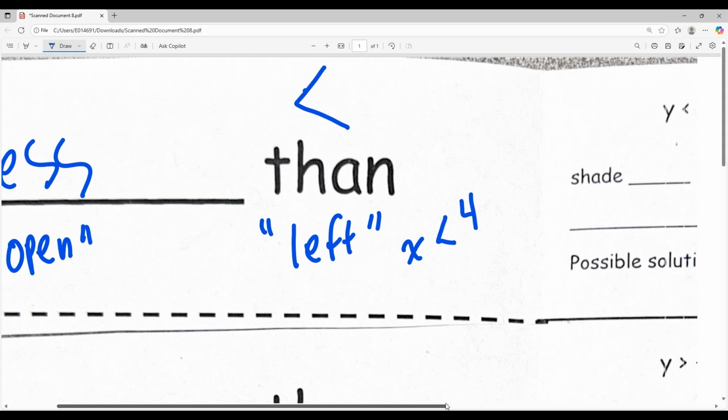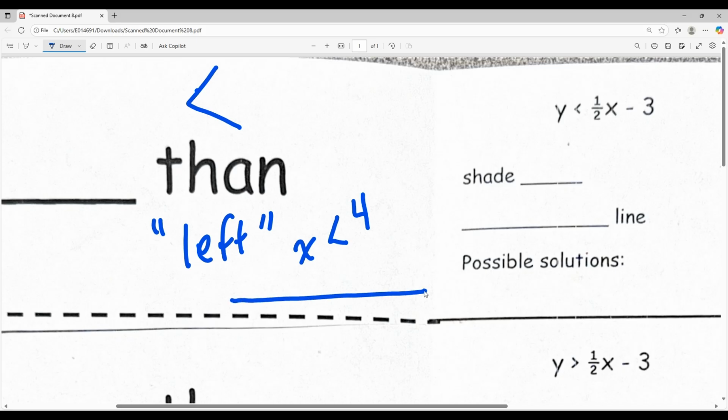So if we were to graph x is less than 4 on the number line, I would have the number 4 here. We know to the right of number 4 would be 5. To the left of number 4 would be 3. Our numbers would be getting smaller. Now, we're not including 4. 4 cannot be a solution because x is less than 4. So we would shade to the left of the number 4.